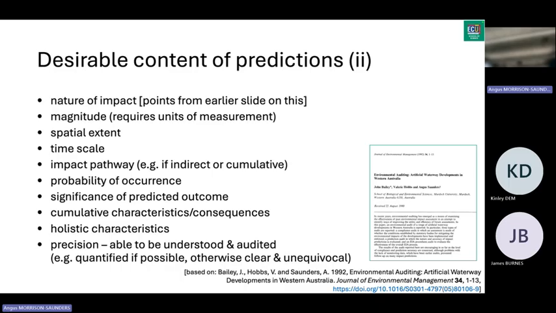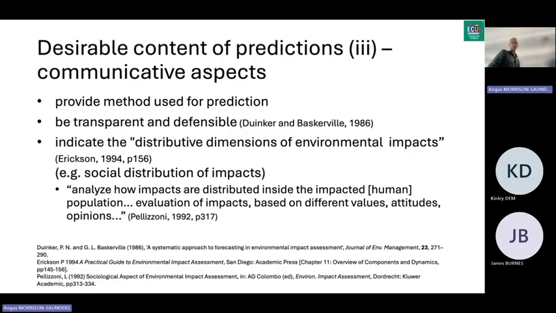What's the significance of the predicted outcomes? What are the cumulative characteristics of consequences? What are the holistic characteristics? How precise is this prediction? Can we understand its meaning? Is it unequivocal what it is actually referring to? Is it quantified, for example? If it's quantified, it tends to be fairly clear. If it's a subjective, qualitative one, how well is it described? So there's a lot to think about in that regard.